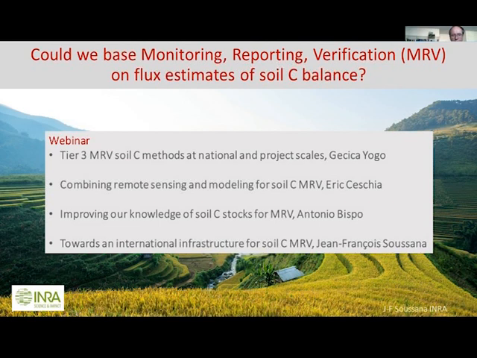We will hear from Ceschia on how we could combine remote sensing and modeling for such a soil carbon MRV. We will hear from Antonio Bispo on how we could improve our knowledge of the soil carbon stocks to contribute to that understanding of the fluxes and of the MRV. And I will just conclude briefly, and this will lead us to your questions and your comments so that we can collectively make some progress on this topic, which is both important and also quite difficult, technically speaking.